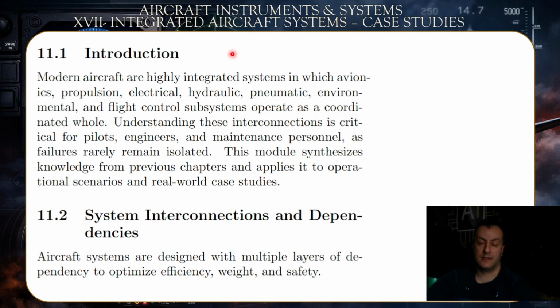Chapter 17, Integrated Aircraft Systems, Case Studies. Starting with the introduction, modern aircraft are highly integrated systems in which avionics, propulsion, electrical, hydraulic, pneumatic, environmental, and flight control subsystems operate as a coordinated whole. Understanding these interconnections is critical for pilots, engineers, and maintenance personnel, as failures rarely remain isolated.